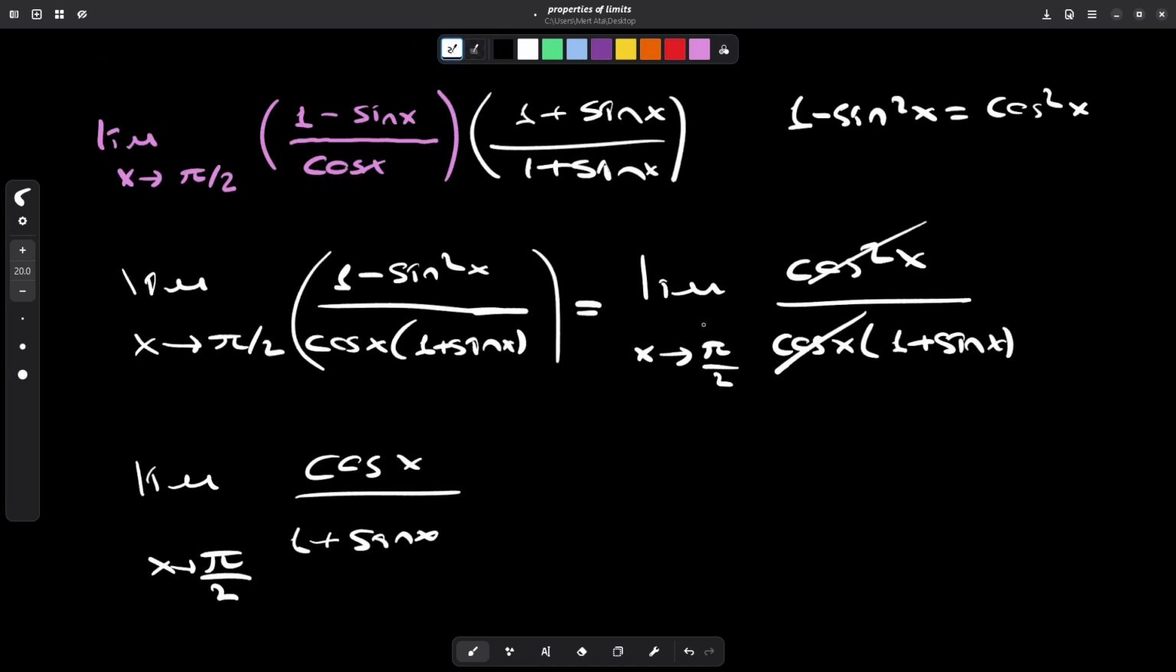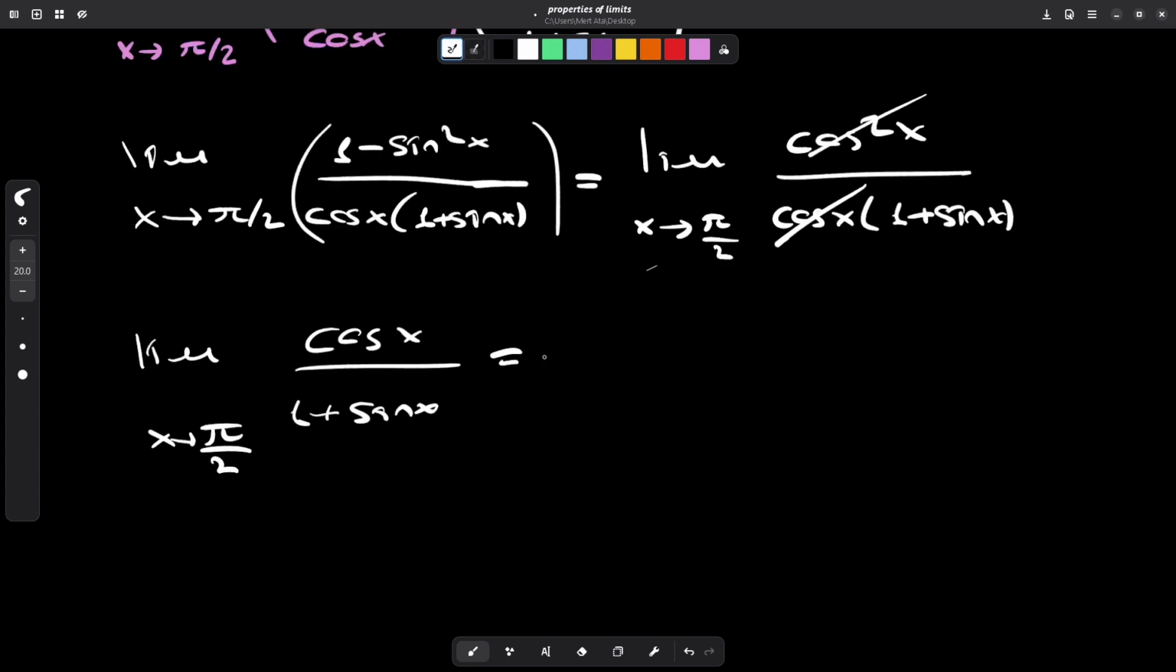The reason we did this is cosine x at pi over 2 is 0. So this cosine x is making my denominator 0. I need to save myself from that. And clearly I did that. Cosine x at pi over 2 is 0. 1 plus sine x as x approaches pi over 2, plug in pi over 2. 1 plus 1, which is 2, and 0 divided by 2 is 0.